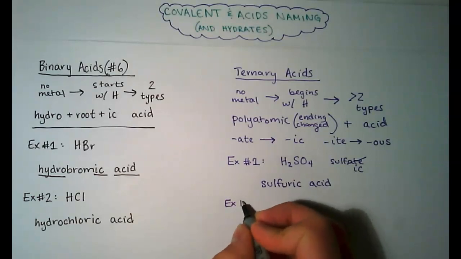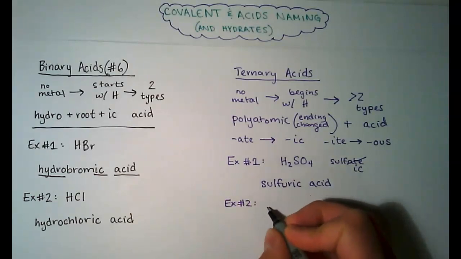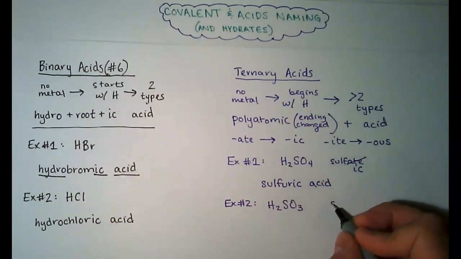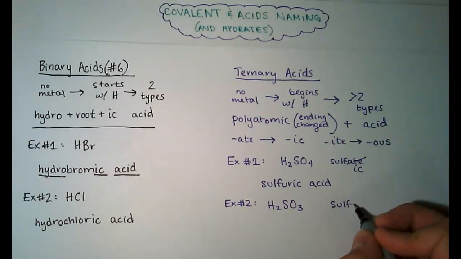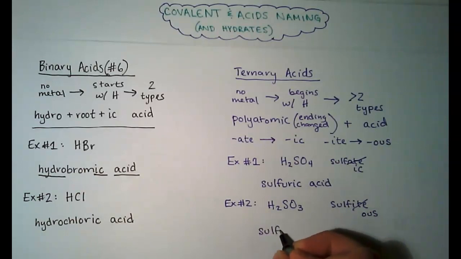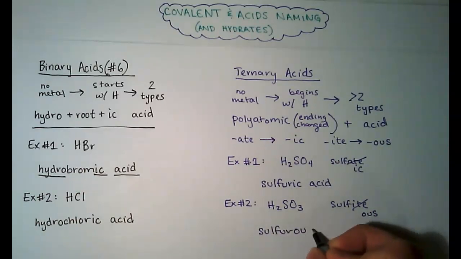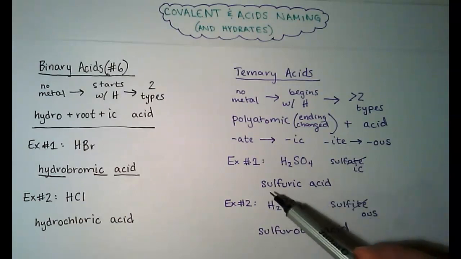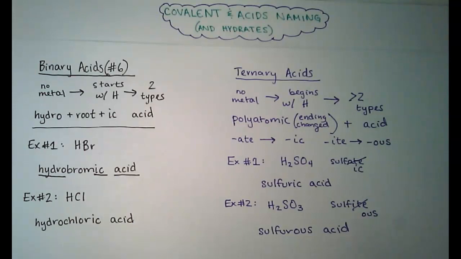And then example number 2, we have H2SO3. So we have the sulfite ion this time, sulfite. So this is going to change to O-U-S. And so we have sulfur, the root, sulfurous, and then add the word acid. Sulfurous acid and sulfuric acid. So this gets easier just with practice. You will get used to the language, and eventually we will all be able to speak the language of chemistry.